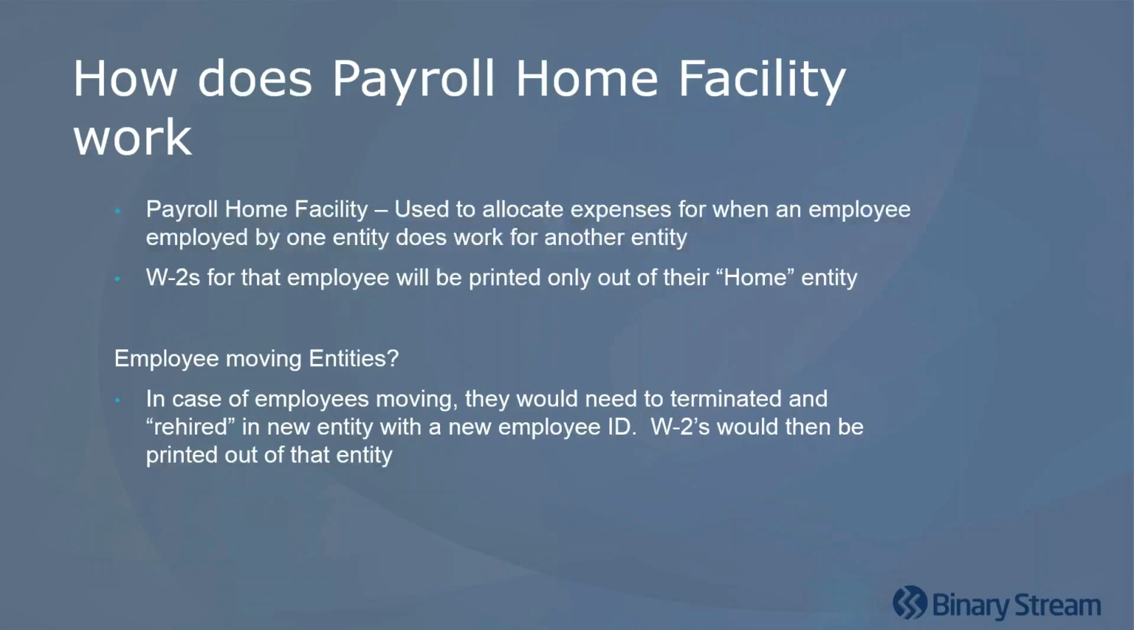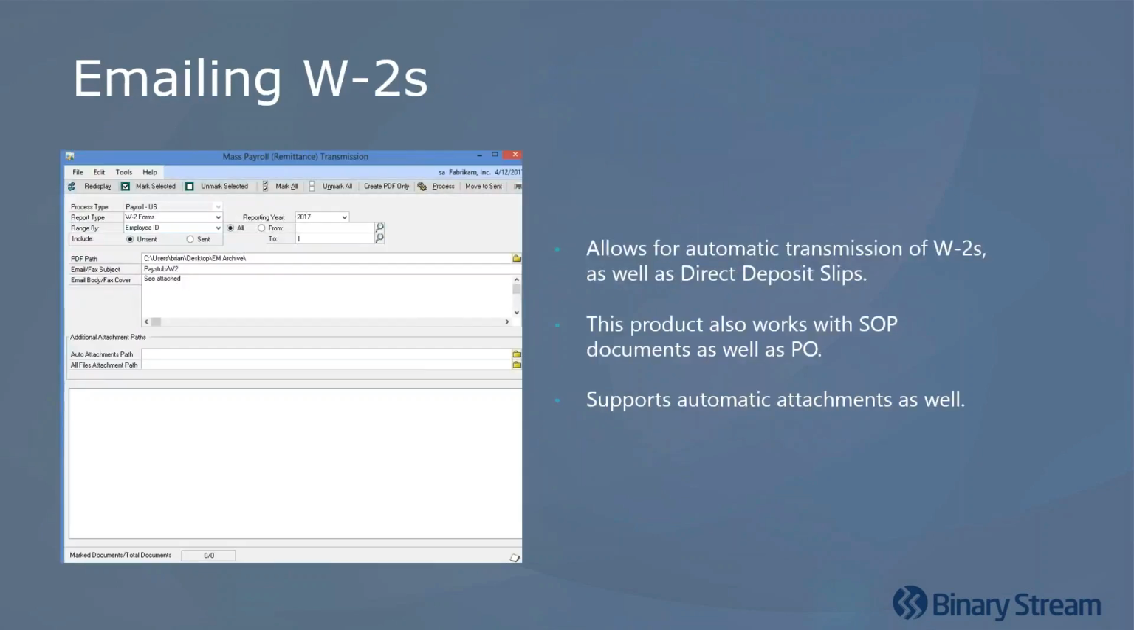However, if you are doing them in GP itself and you don't have those other products and you don't want to go to those others necessarily, we also have, just to mention, an emailer product, called Emailer, which will help mass email your W-2s. So this allows for the automatic transmission of the W-2s. Also, if you do direct deposit, the direct deposit slips can be generated through those. And it also supports automatic attachments. Just wanted to bring that up in case that's something you're struggling with, that there are some options out there that you can talk to us about.